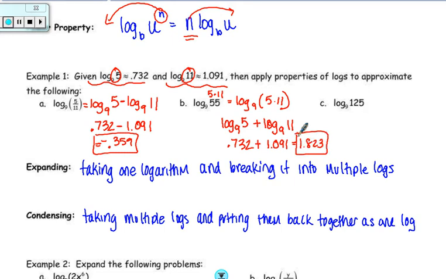All right. If you're given log base 9 of 5 and log base 9 of 11, and you're asked to find log base 9 of 125, using 5 and 11, what is another way to write 125? Well, I know that 5 to the third is 125. So if I need log base 9 of 5 to be by itself, you could use the power property and take this exponent and pull it in front. So it becomes 3 times log base 9 of 5. Now that the log base 9 of 5 is by itself, I could take 3 times 0.732 and get 2.196.